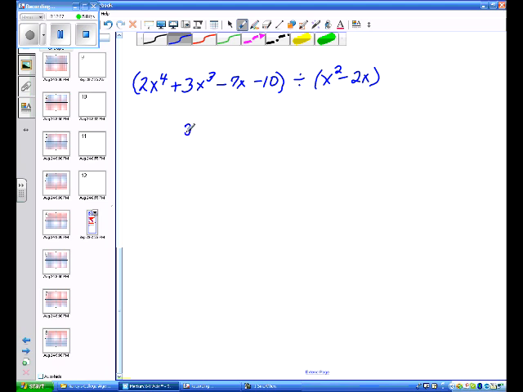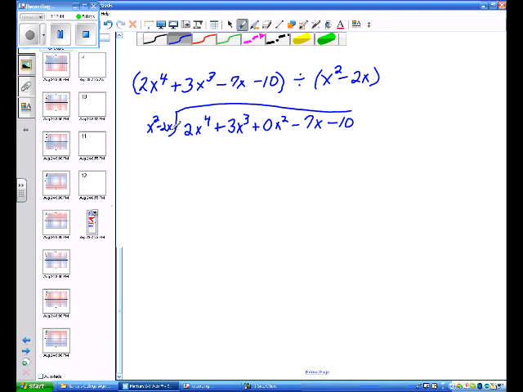You have to put in every term as it descends. So we have a 2x to the fourth plus 3x cubed. Now, since we don't have any x squared, what we will put in is 0x squared to say we didn't have any. It's just like putting in a 0 in a number to hold its place. Just like we did here, that holds the ones place. So minus 7x minus 10 divided by x squared minus 2x.